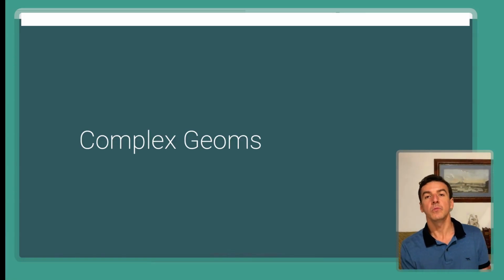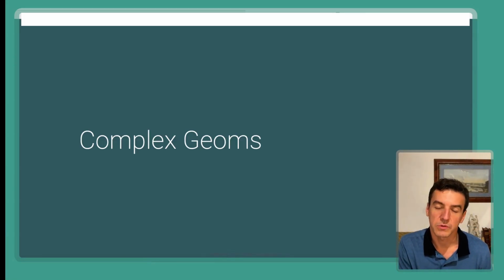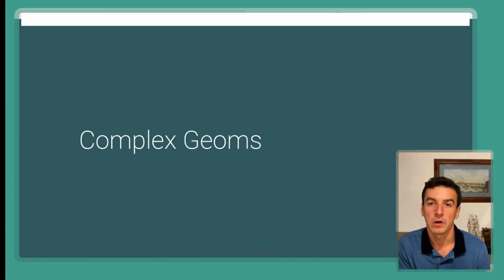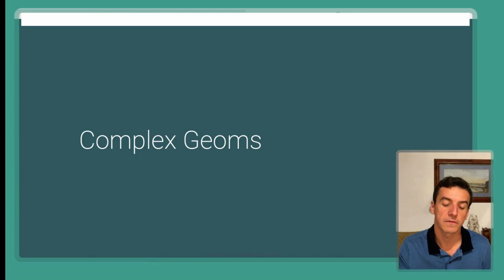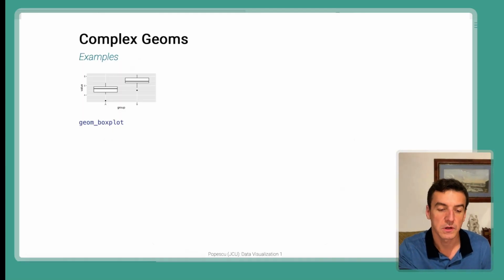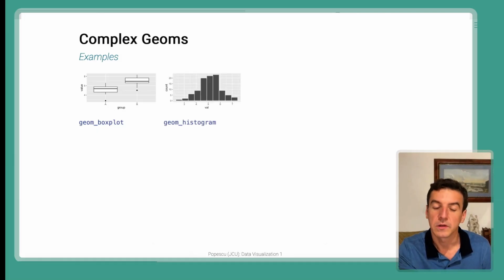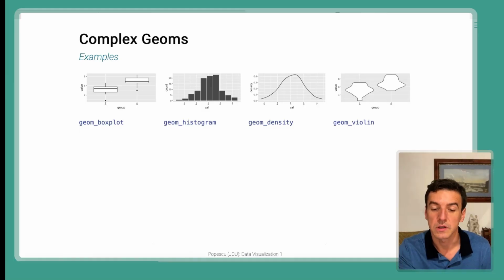Okay, let us now move to more complex geoms. Remember that we have covered by now points, we have covered lines, we have covered bars and columns. But obviously, ggplot can produce much more advanced, much more complex types of geoms. So once again, this is not a comprehensive list, but I would say these are types of complex geoms that are sometimes used in research. So these could be boxplots, these could be histograms. You could also see density plots. You can see violin plots.